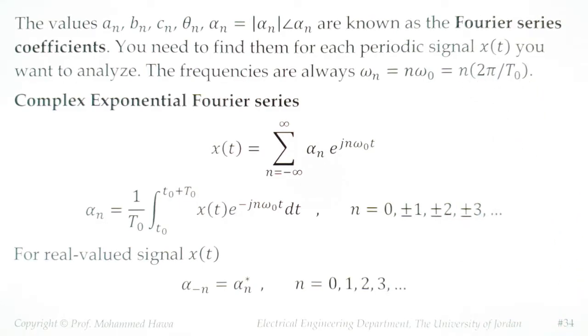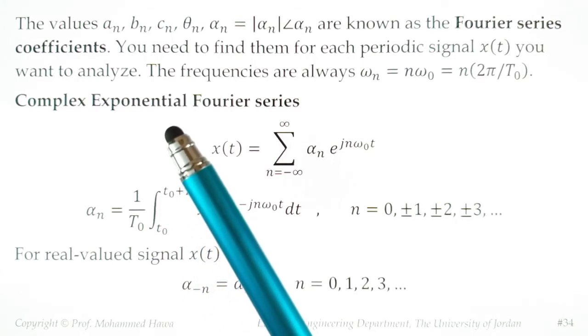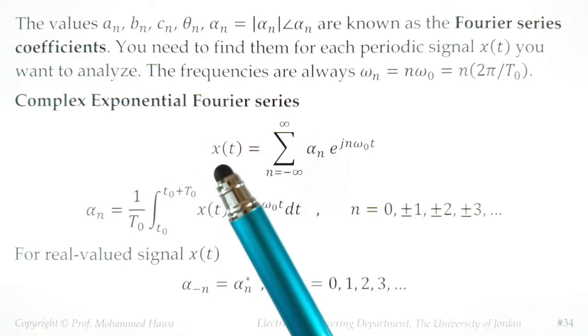The difficult part, the one you have to practice, is how do I find cn and theta n for each harmonic? How do I find an and bn for each harmonic? Or how do I find alpha n magnitude and phase for each harmonic? This is what we're going to practice in a later video. But for now, let me give you the equations so you memorize them, and then we'll use them in the next lecture.